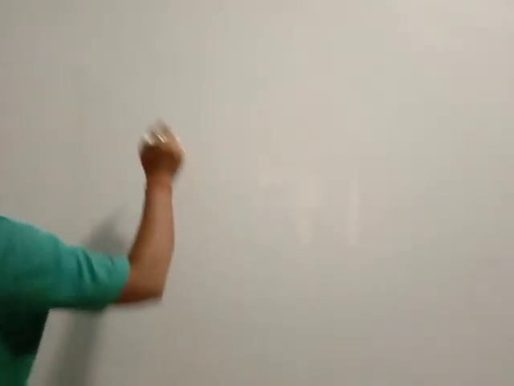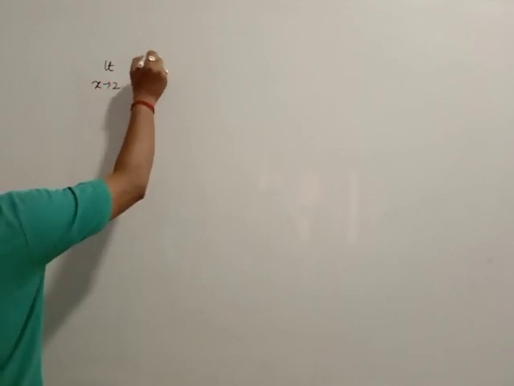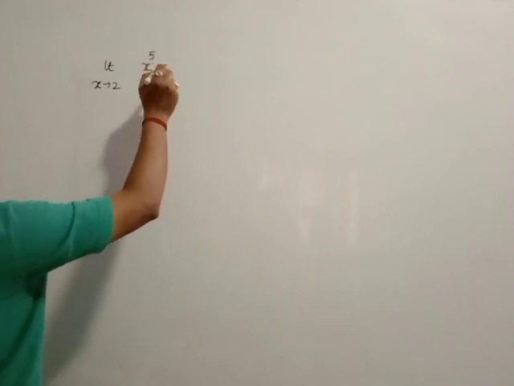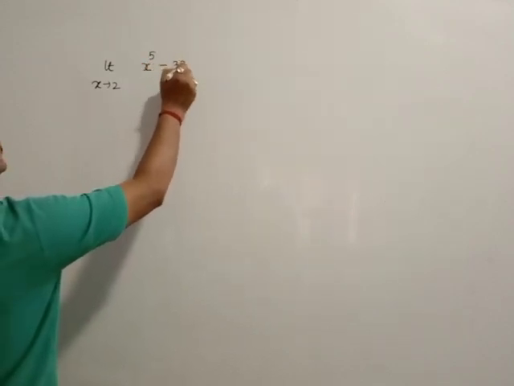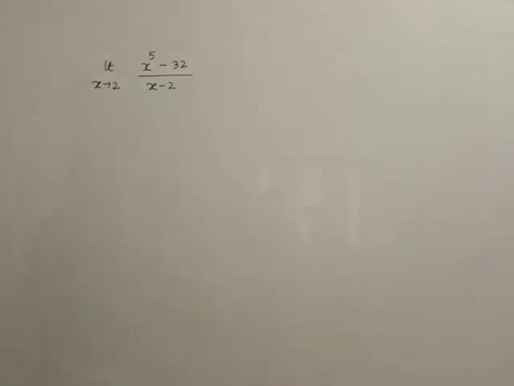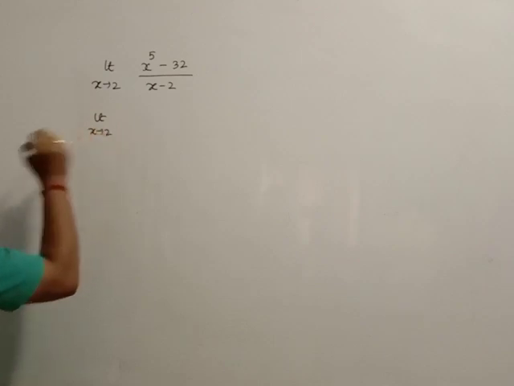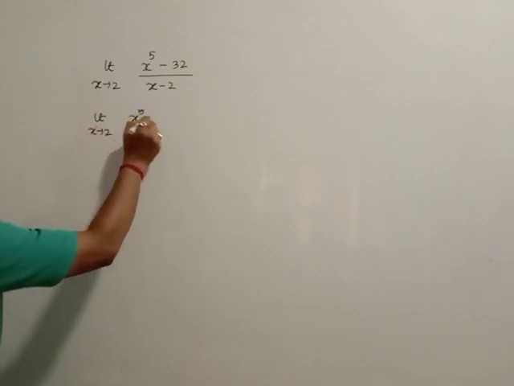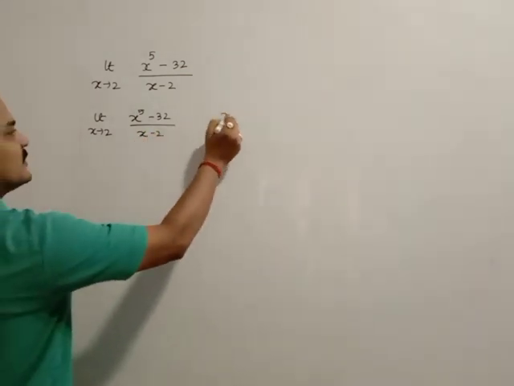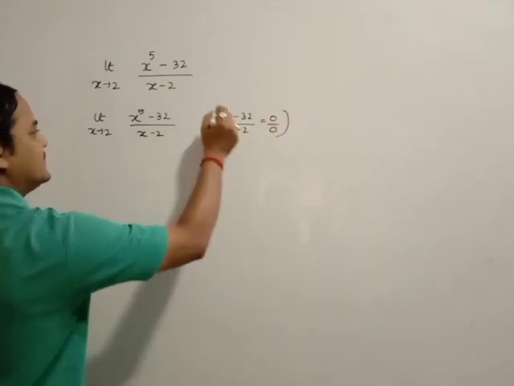Say the problem is given: limit x tends to 2, (x power of 5 minus 32) by (x minus 2). You can go for direct substitution. 2 power of 5 means 32, minus 32, by 2 minus 2: 0 by 0, an indeterminate form.